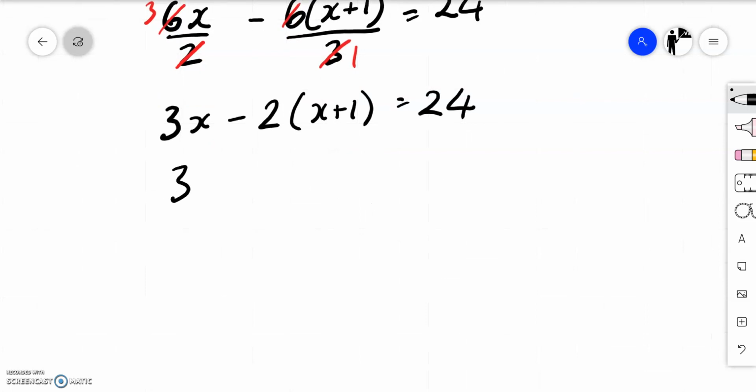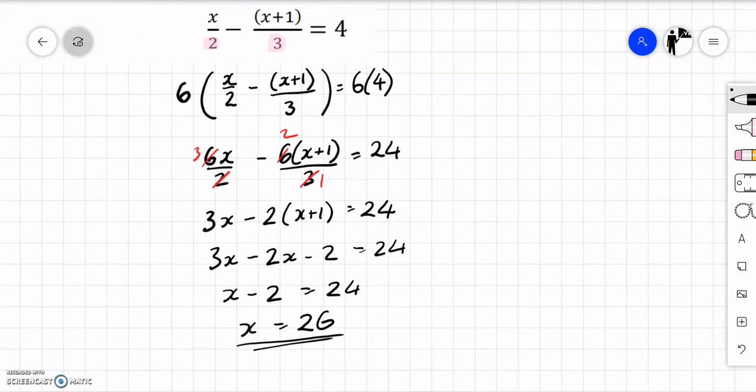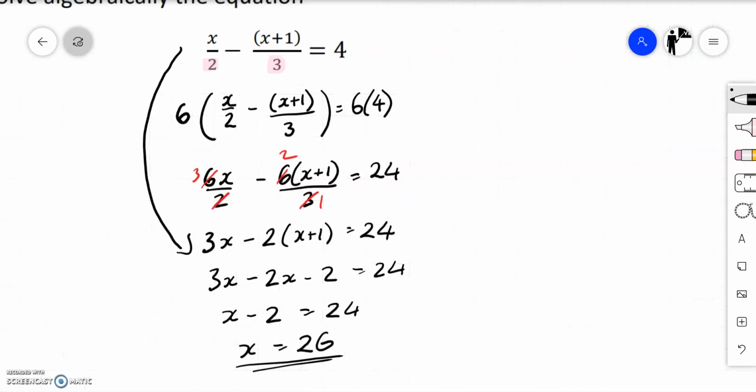We can multiply out that bracket, 3x minus 2x minus 2 equals 24. We can collect like terms, we're going to get x minus 2 is 24. Adding 2 is going to give us x is equal to 26. Okay, so once again, you could potentially have gone straight from here to here. I just showed these extra steps here.